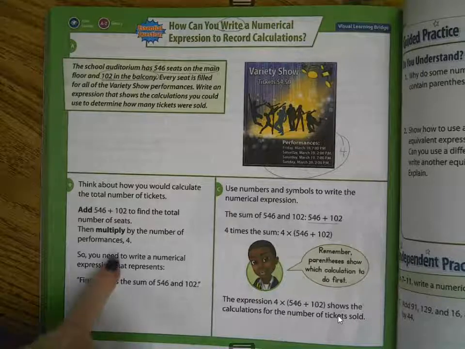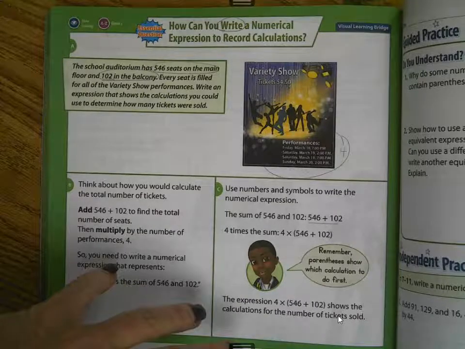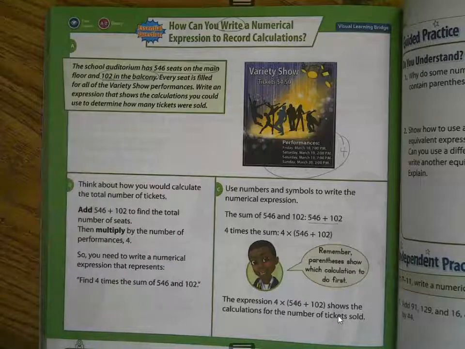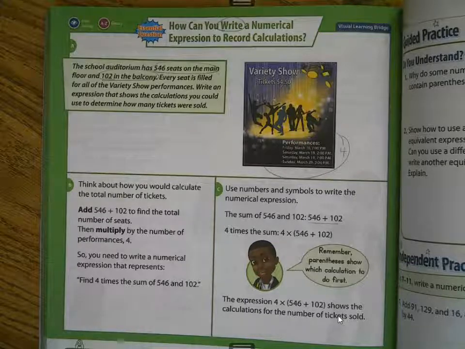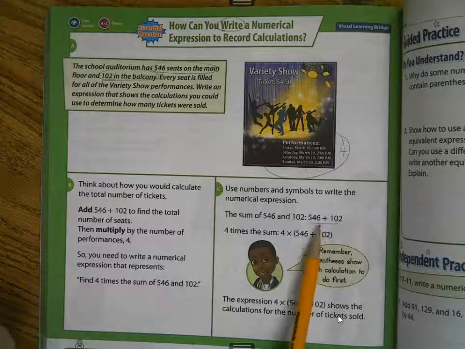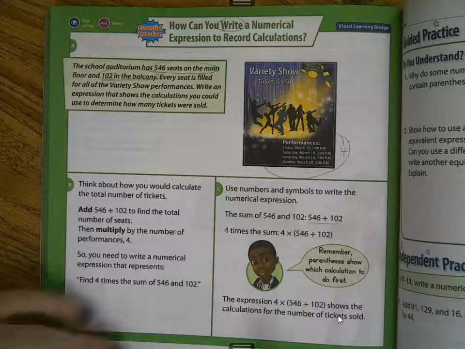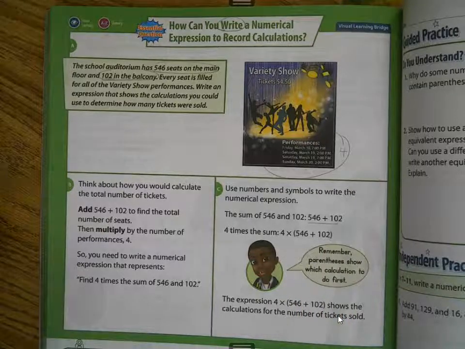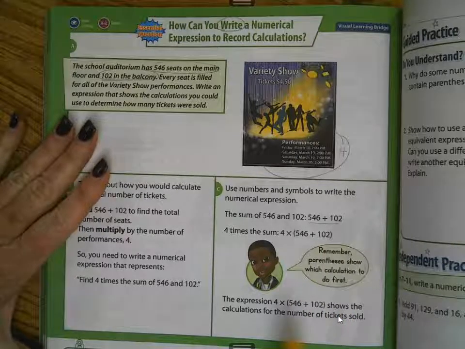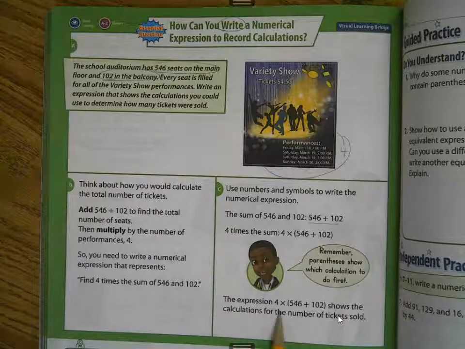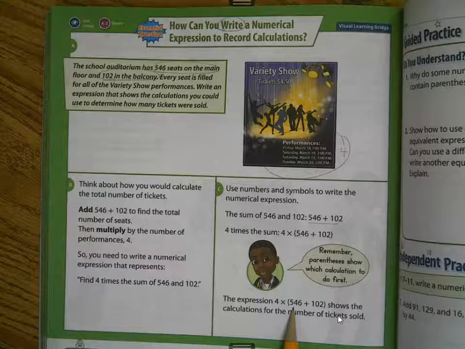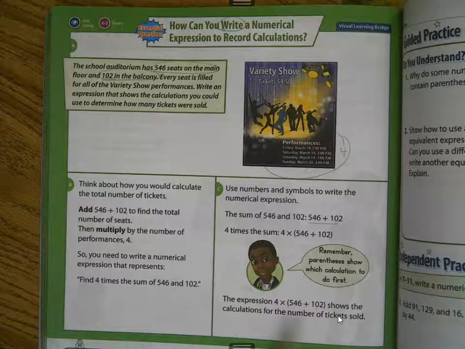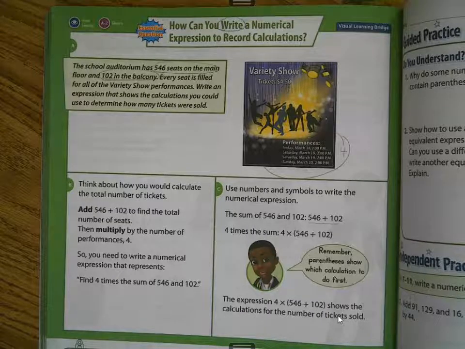So we want whoever solves this problem, the way we write it, to add the total number of seats in the balcony with the main floor to get the total number of seats in the auditorium. Okay? And then we multiply that by 4. All right, the boy even reminds us, the parentheses show which calculation to do first. The expression 4 times the sum of 546 and 102 shows the calculations for the number of tickets.